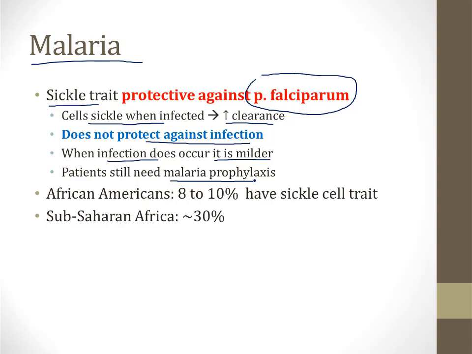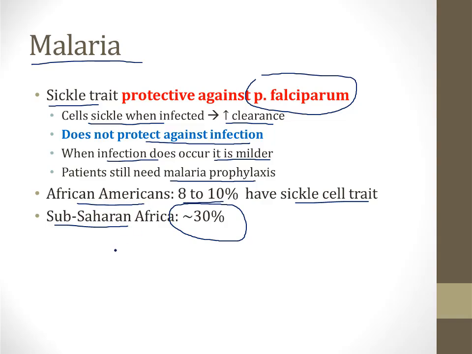So for example, African Americans have an 8 to 10% incidence of the sickle cell trait. And in sub-Saharan Africa, where there's lots of malaria, up to 30% of people living in those areas have the sickle cell trait. And this is part of the reason it's believed to have evolved in order to protect against death from malaria.